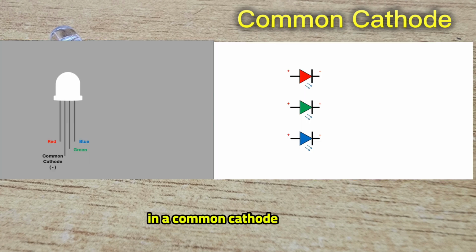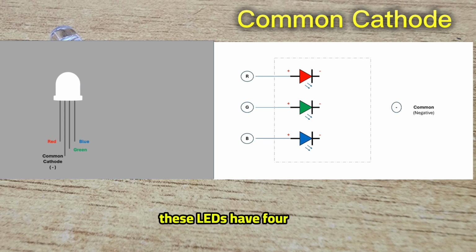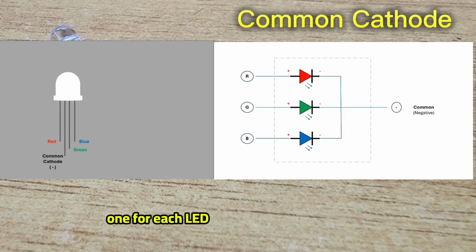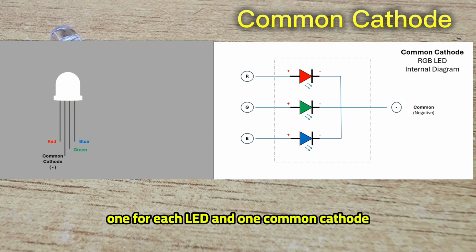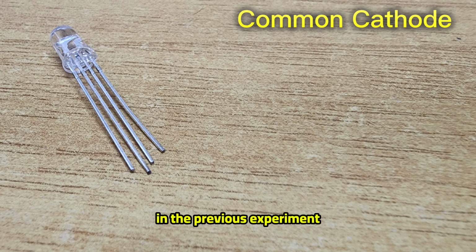In a common cathode RGB LED, all three LEDs share a negative connection. These LEDs have 4 pins, one for each LED and one common cathode. This is the RGB LED that we used in the previous experiment.